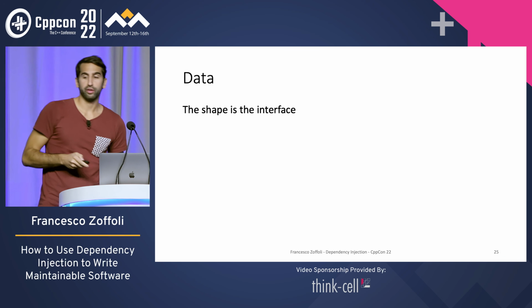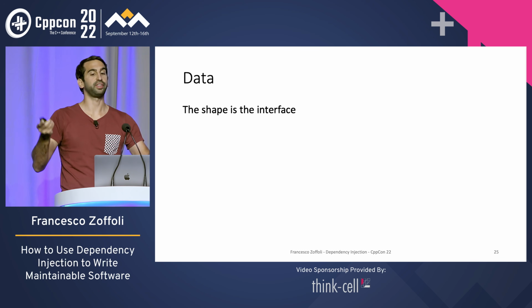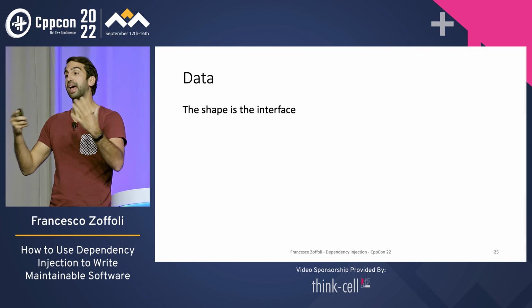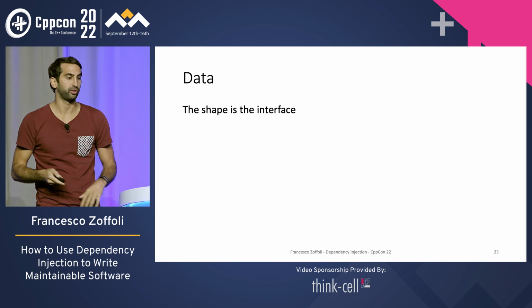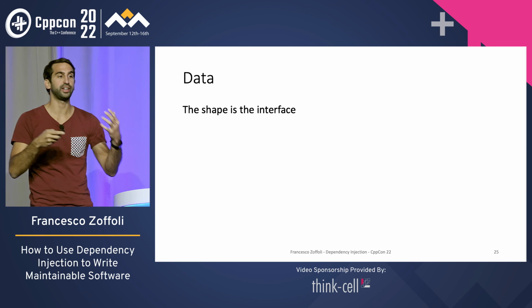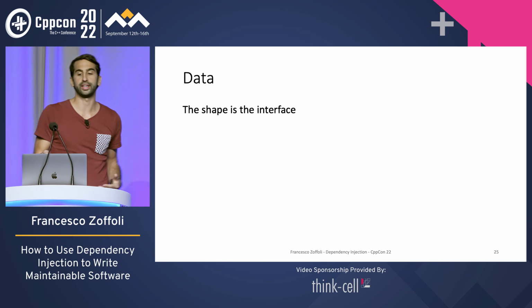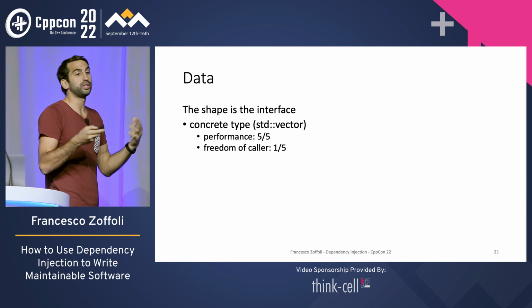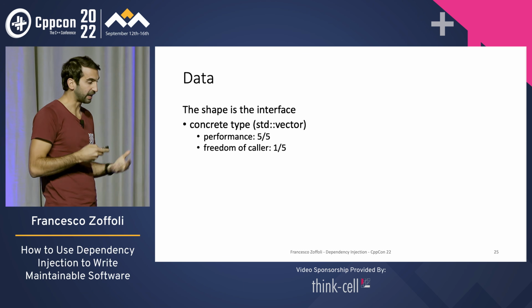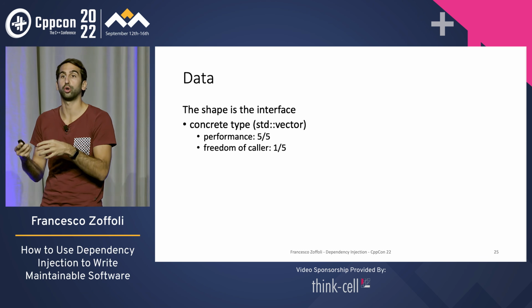Talking about the shape of the data being the interface, there is a common theme. We can see that the most generic solution tends to have the highest cost in performance. So let's say, for example, that we want to pass a sequence of data to our component. So we have a dependency on a sequence of data. We could take this as a vector, so using the concrete type, and this is going to have the maximum performance, but it's the least freedom to the caller.